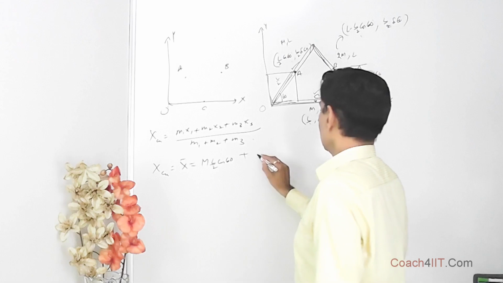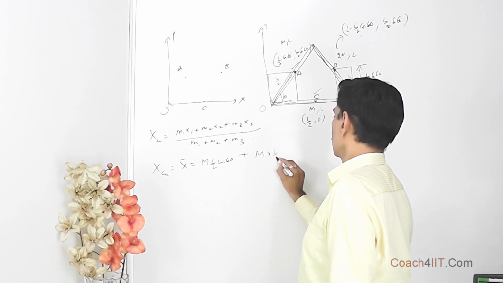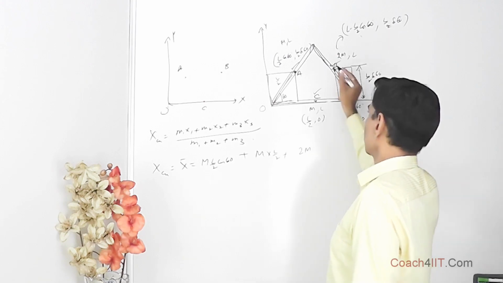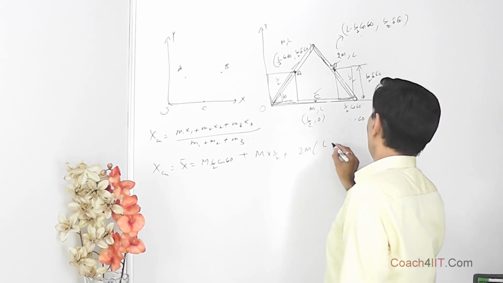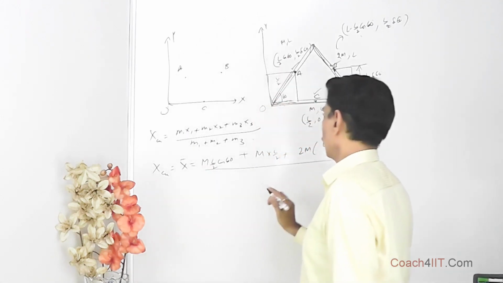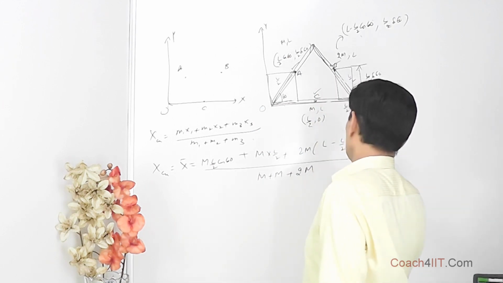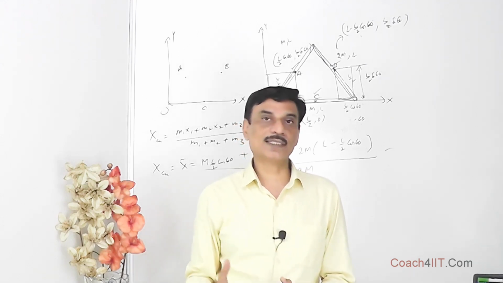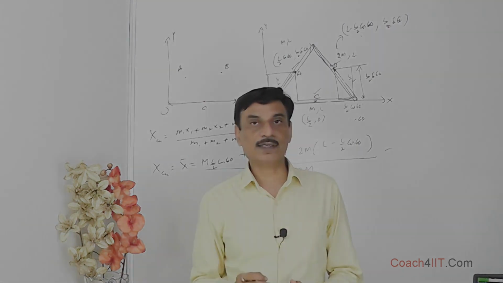Now coming to C, that is m2 into x2. x2 is L by 2, plus coming to this one, that is 2m. Now its mass is 2m. What is the x coordinate? We had calculated it as L minus L by 2 cos 60 degrees. Over that, we have to take the whole mass, that is m plus m plus 2m. So from here we can find the xcm. Similarly, using the formula ycm is equal to m1y1 plus m2y2 plus m3y3 over m1 plus m2 plus m3, we can find the ycm.